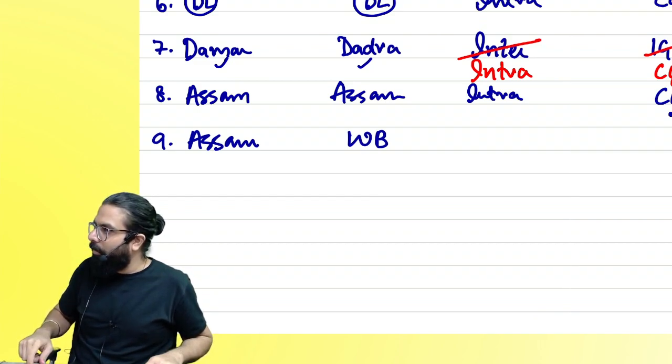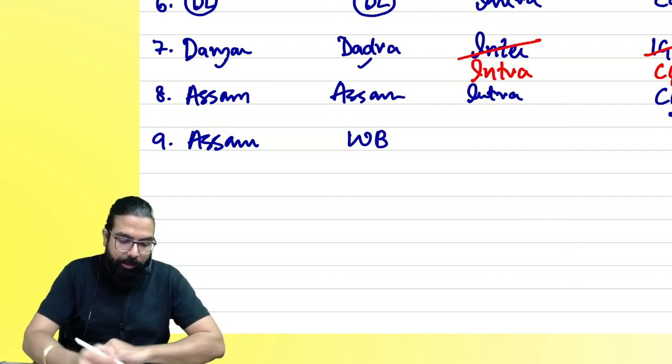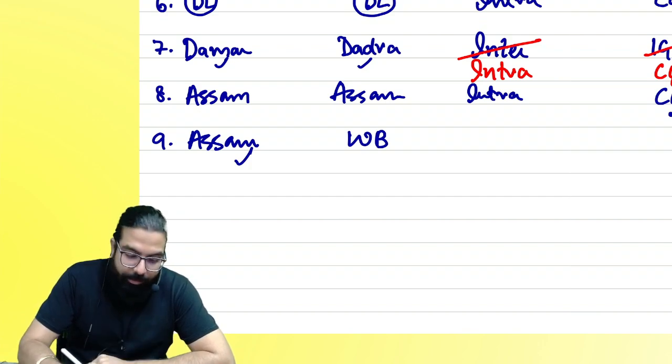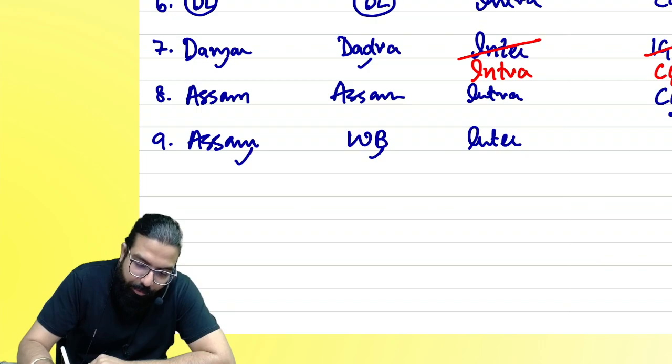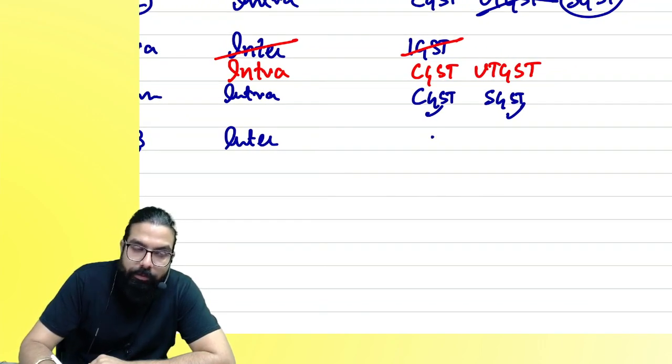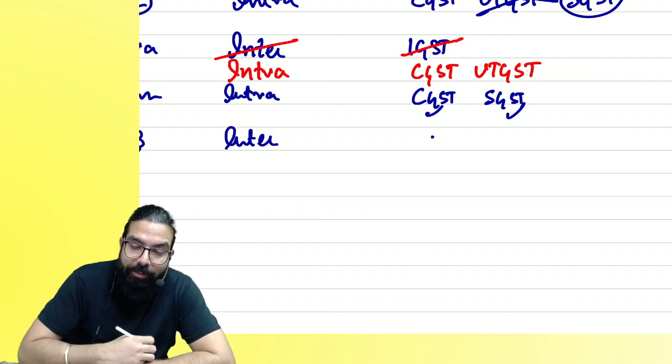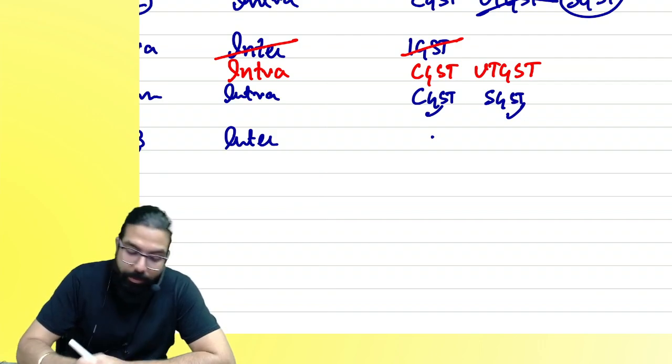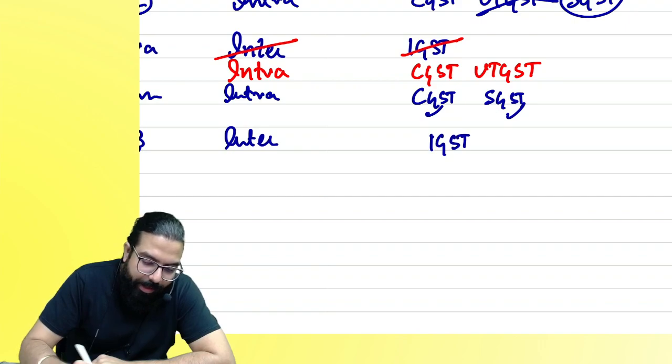Intra or inter? Your friends are lying, you tell correctly. This is one state, this is another state. Intra or inter? Inter. What will you charge? I told no, he's making too much fun in the class. What will come? IGST. Can I go ahead, everyone?